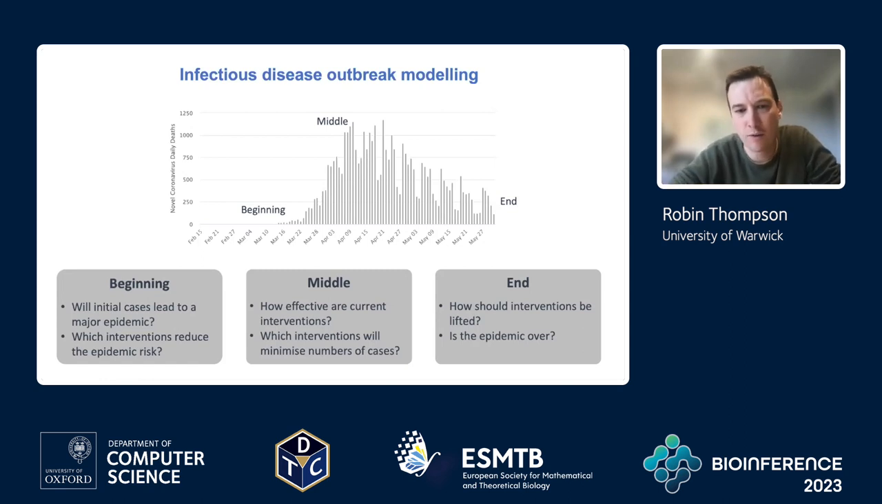Then in the middle of an outbreak, our attention shifts, and it turns to questions like how effective are current public health measures, and then which interventions can be brought in order to optimize or minimize quantities that are important for public health. So that might be the numbers of cases that we're expecting to see going forwards. It might be numbers of hospitalizations, or it might be numbers of deaths.